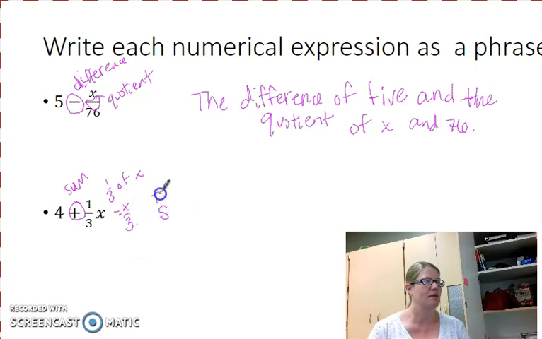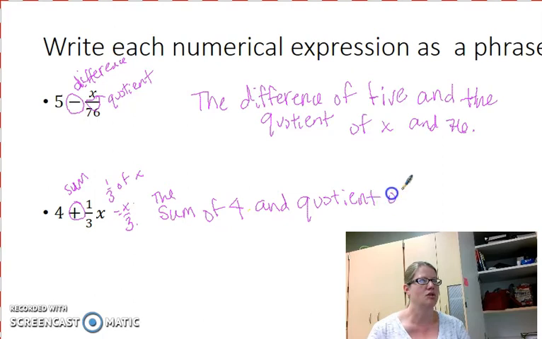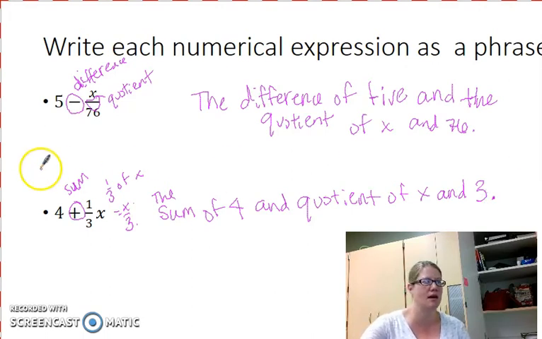So I'm going to write the sum of 4, and the other thing that it's summing with is the second part, which is the quotient. So I'm going to say the sum of 4 and the quotient of x and 3. Okay, so we're just going back and forth, making sure we understand how to go back and forth between a math sentence and a sentence in words or in English.